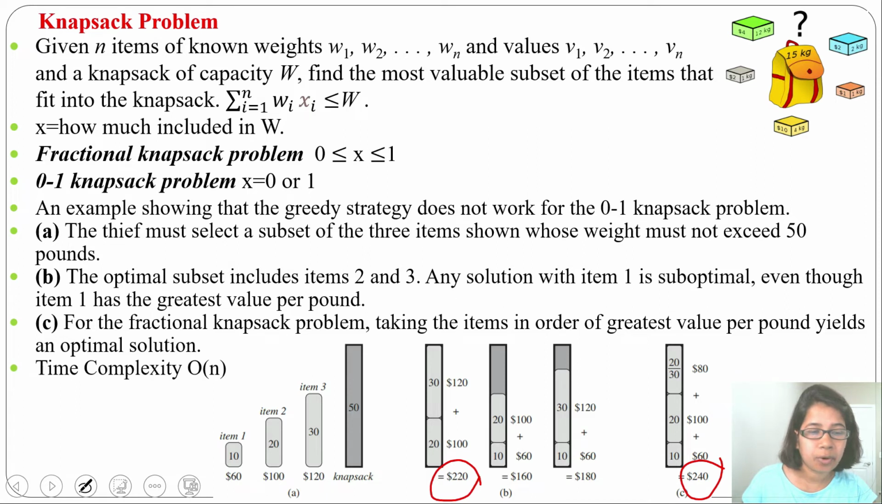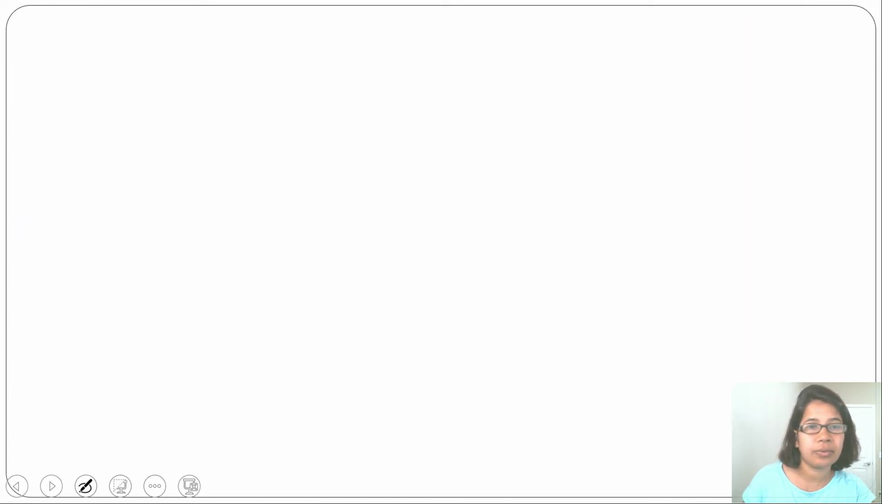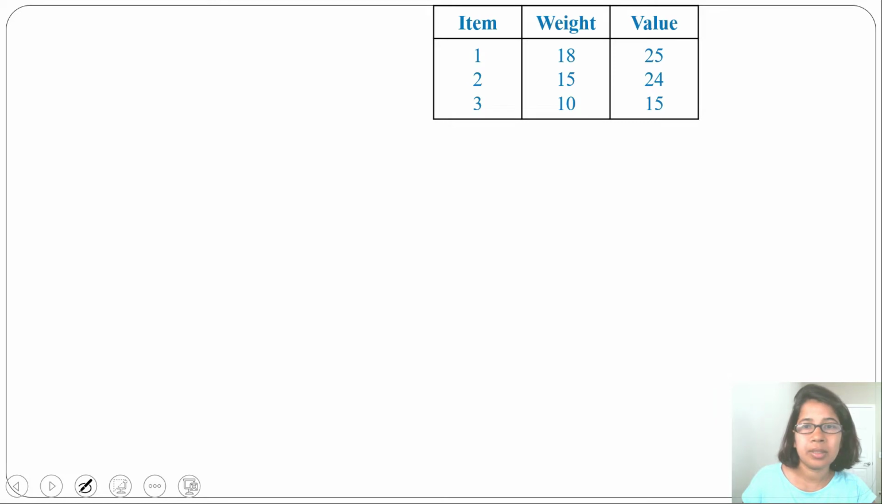And for the knapsack problem, time complexity is order of n. We are going through each item, however many items there are, we are checking each item, that's the order of n. Let's see one example, some items, weight and value are given.